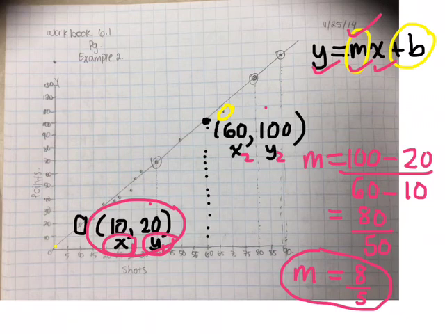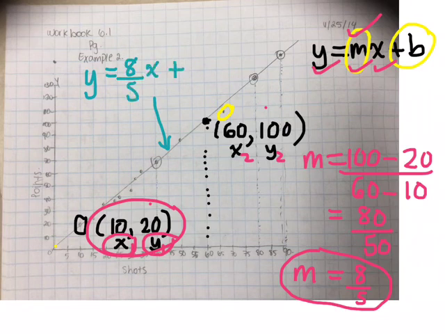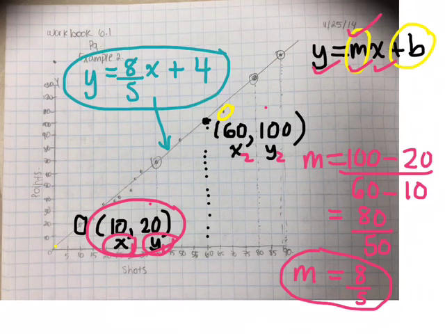Okay, so now that I've figured out m and b, what is the equation of this line that was drawn? Let's put it all together. Y equals 8 over 5x plus b was 4, right? Plus 4. And that's the equation of my line. Now that we came up with an equation, I can actually use this equation to predict any information based on the information in the graph.